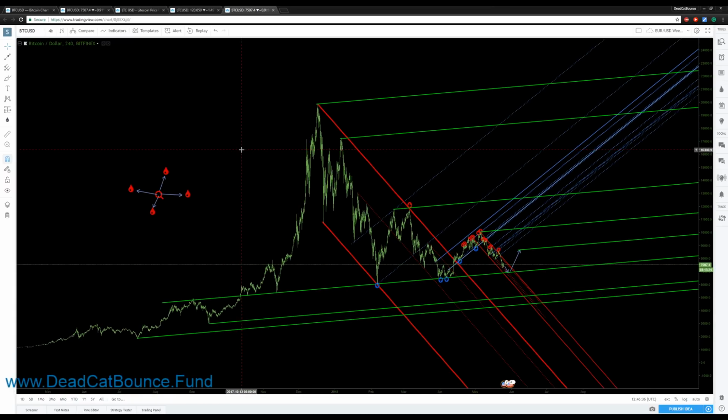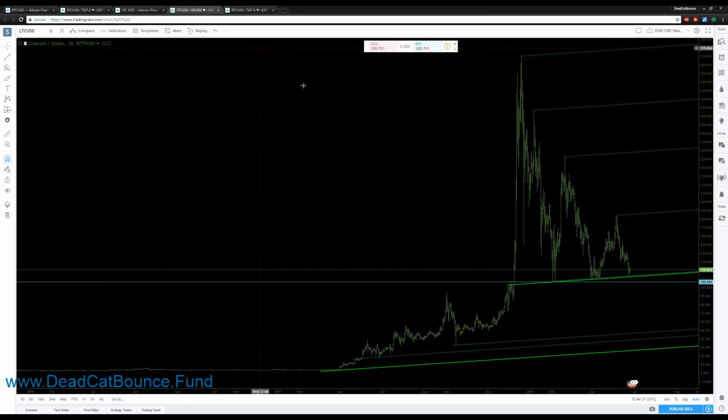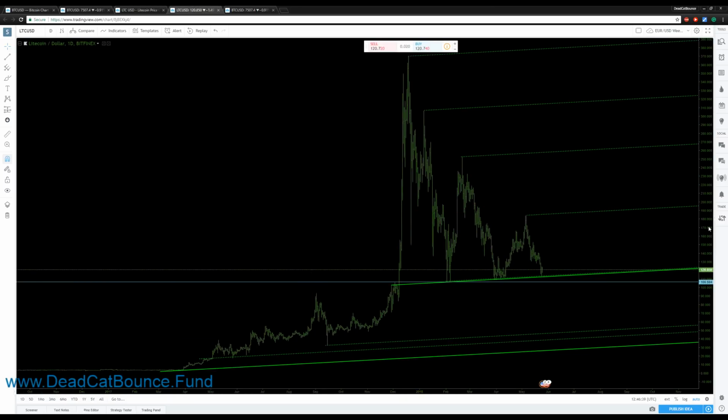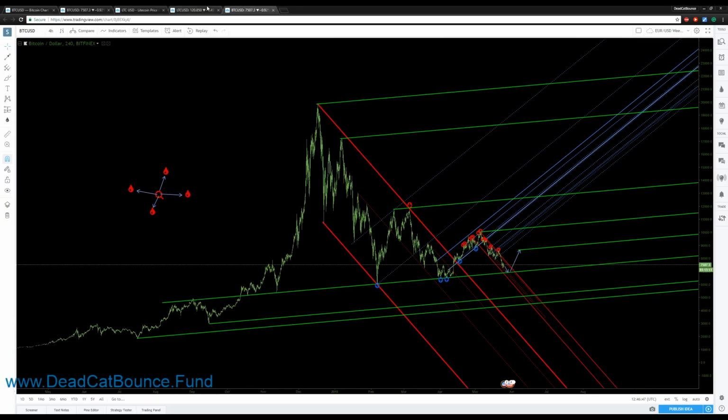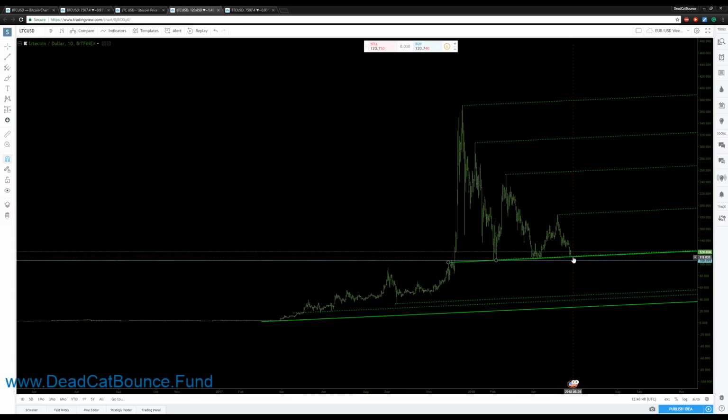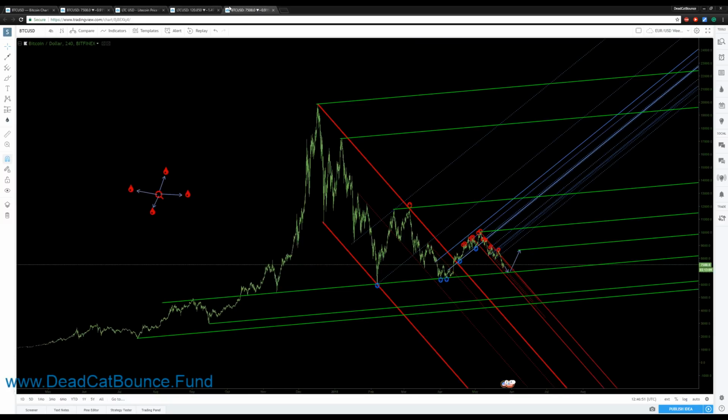But let's take a look at Litecoin. Does it look similar to you? Yes, it's very much similar. It is at the same area of the chart right now. So Litecoin is already at this support level. All right. Bitcoin is almost there.